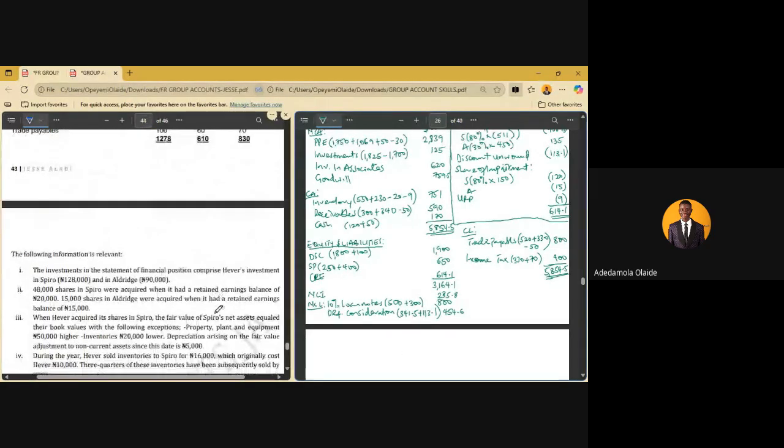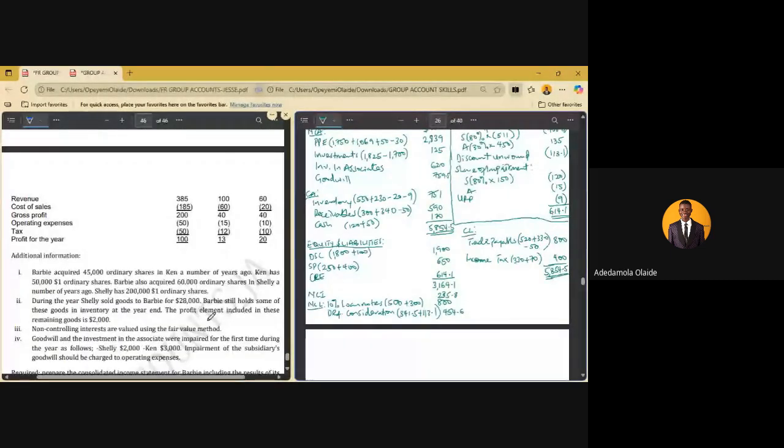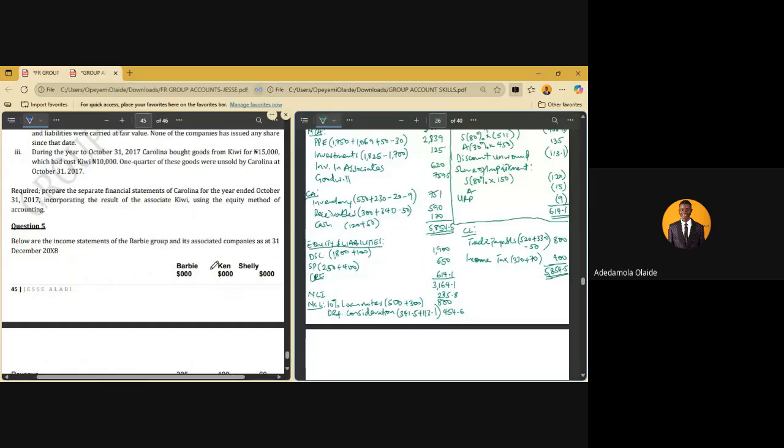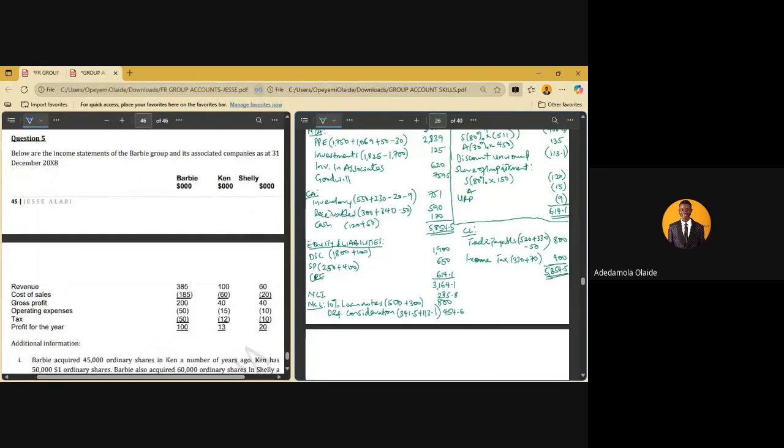So while we are at that, let's do question 5. Question 5 is on consolidating SOPL of an associate. And once we do that, we may have to call it a time.